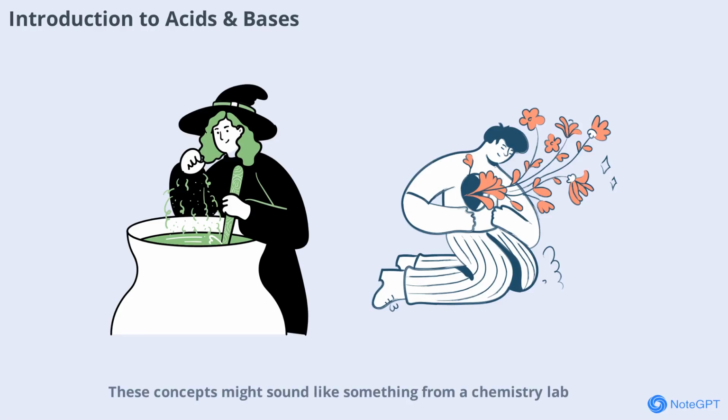These concepts might sound like something from a chemistry lab, but they actually play a huge role in our everyday lives. From the foods we eat to the cleaning products we use, acids and bases are all around us. In this video, we'll break down what acids and bases are, explain the pH scale, and show you real-life examples you encounter daily. By the end, you'll see chemistry in a whole new light and maybe even impress your friends with your knowledge. Start with acids.